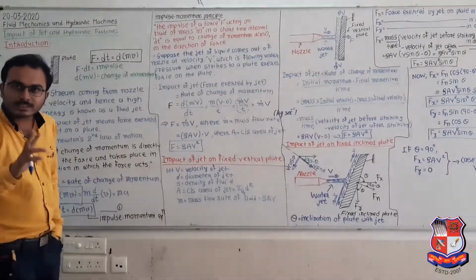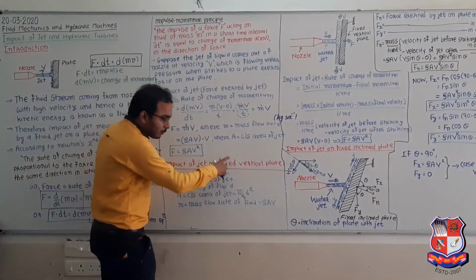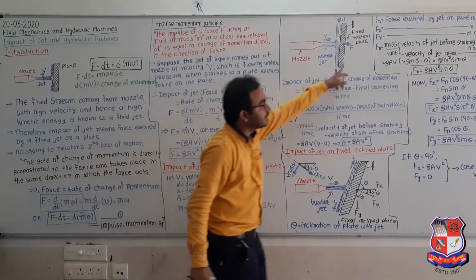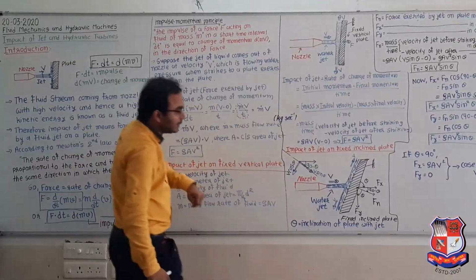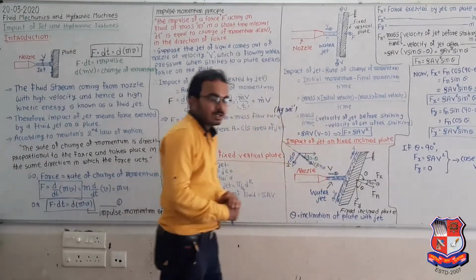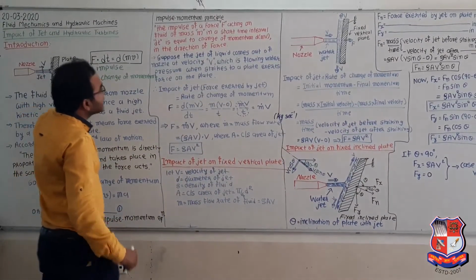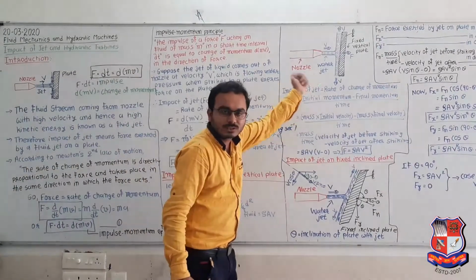So we are going to consider two different cases for today. First will be impact of jet on fixed vertical plate, as you can see here, and second will be impact of jet on fixed inclined plate, which is here. So this was our basic case, and if you see, then this case is very much similar with this case, almost they are both the same.